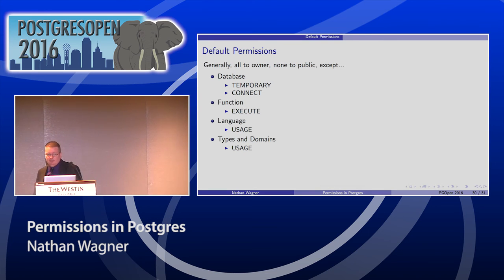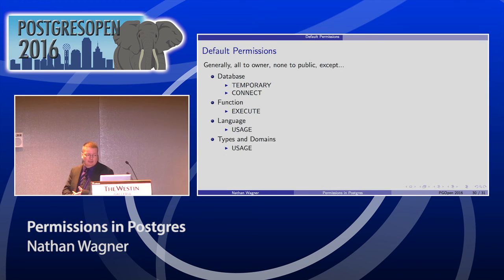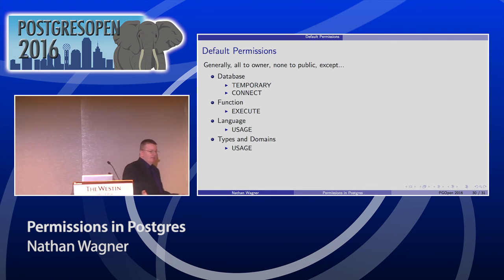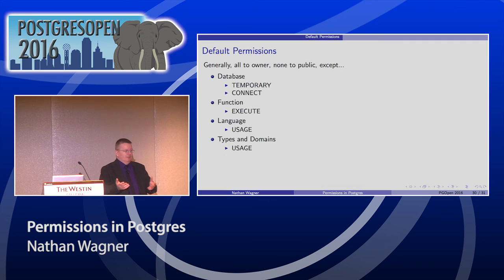With the following exceptions. Public by default gets connect permission and temporary permission on a database, so other users can log in and connect. When you create a new function, public gets execute. So you create a new function, and by default, public can execute it. And as we've been discussing, that's okay because they don't otherwise have any other permissions that you haven't given them, and functions don't get you extra privileges as such.